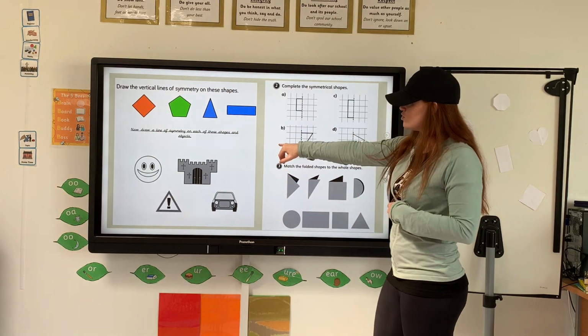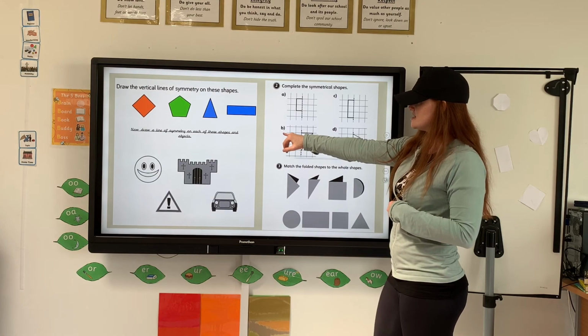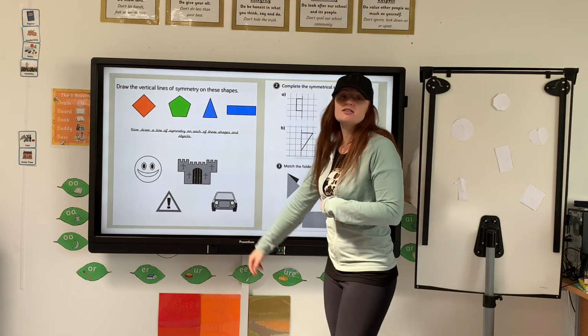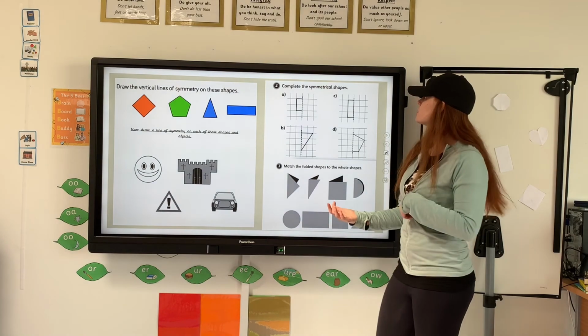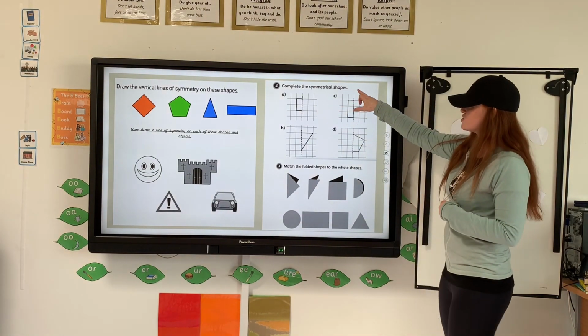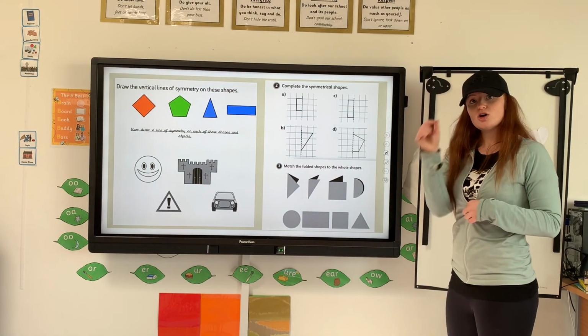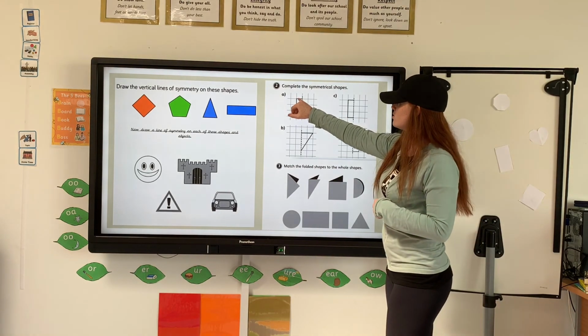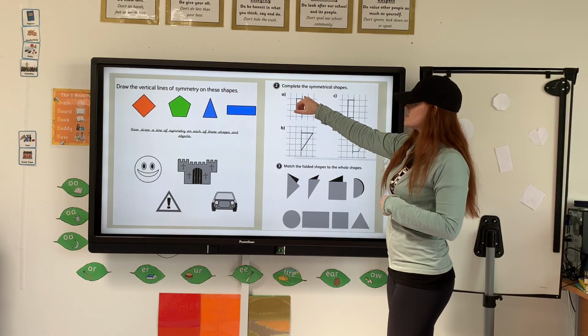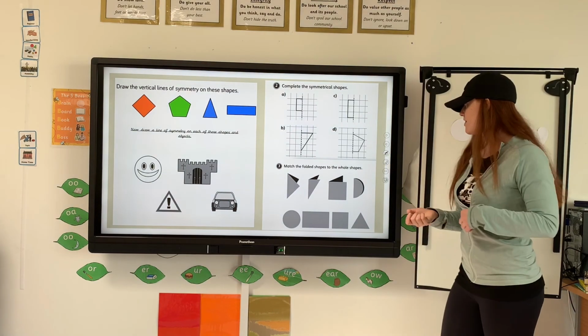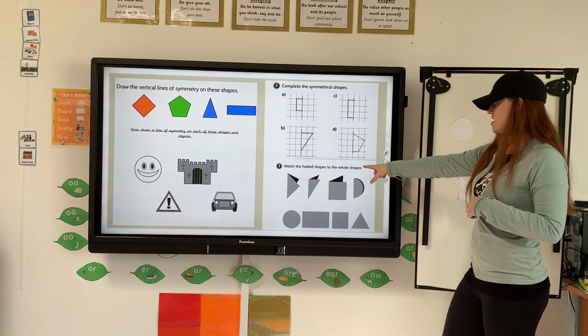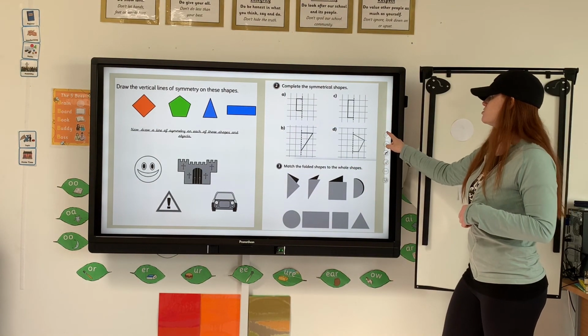Then we've got now draw a line of symmetry on each of these shapes. That could be vertical, it could be horizontal. You need to have a little look. Complete the symmetrical shapes just like we've just done. So looking at, if that's 1 square across, and that needs to be 1 square across, and doing it like that. And then match the folded shapes to the whole shapes and see whether you can do those.